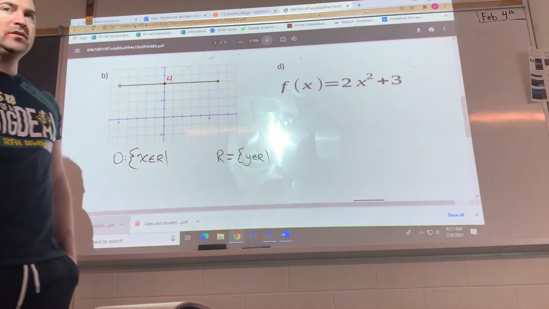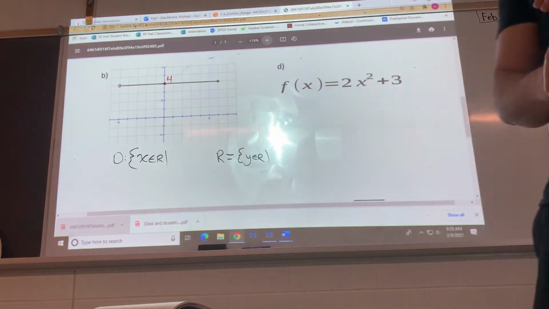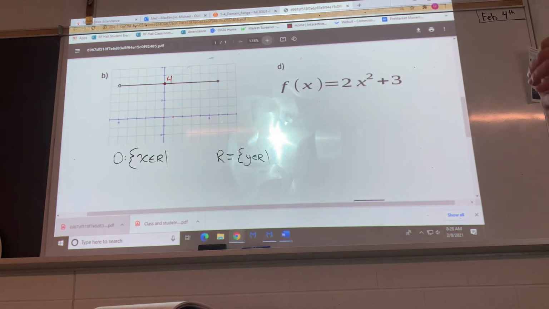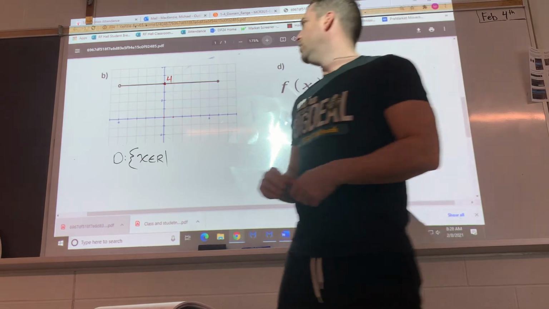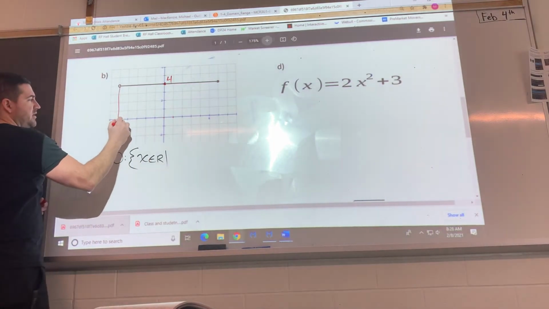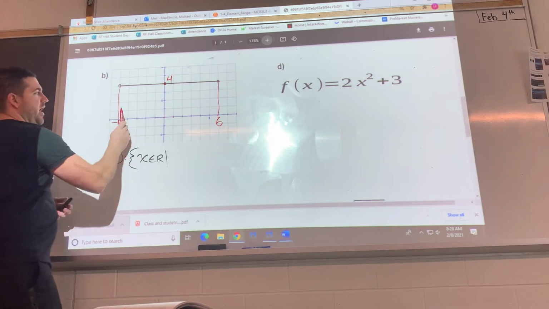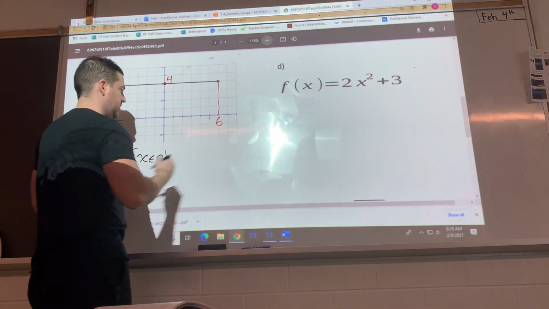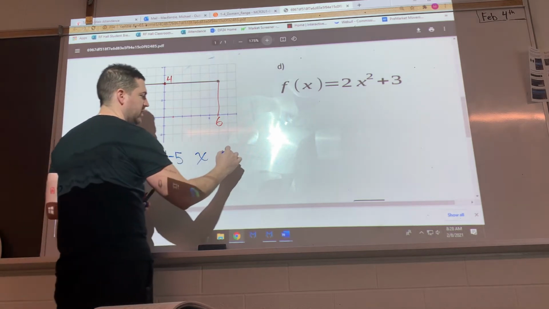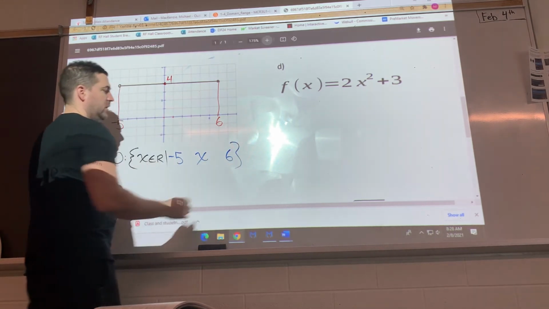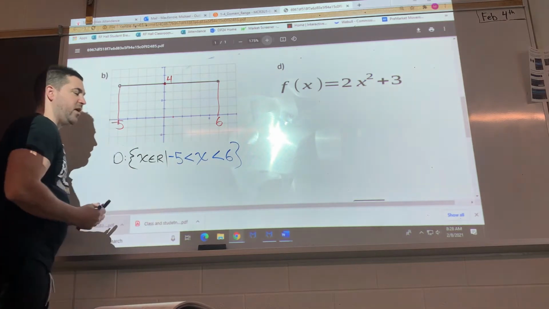We don't have any arrows at the end, so they're not continuous. Let me erase this for a second. At this point here, x is -5, and this is where x is +6. So our x values go from -5 to +6. How do we do that again? We put the x in the middle, your lowest value on the left, your highest value on the right, and your arrows go the same way. So x is less than 6, but greater than -5.